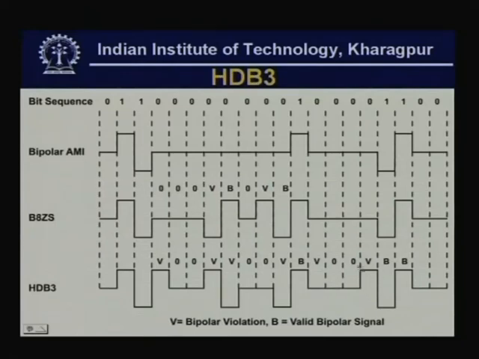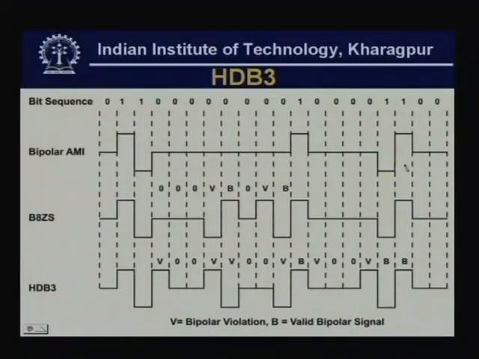So, you see here also the violations are introduced. As we know, as per bipolar AMI code, the next pulse has to be positive. But it is not done here. So, violations are forcibly introduced, so that they are identified as signals sent for synchronization, so that the proper data is retrieved from the received signal, and at the same time synchronization is achieved.